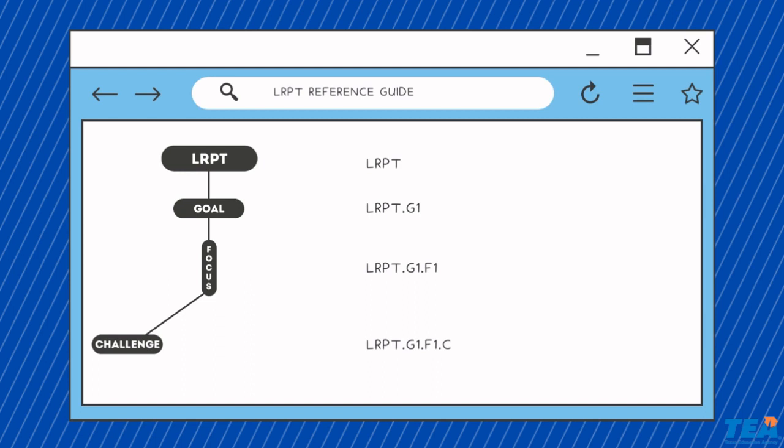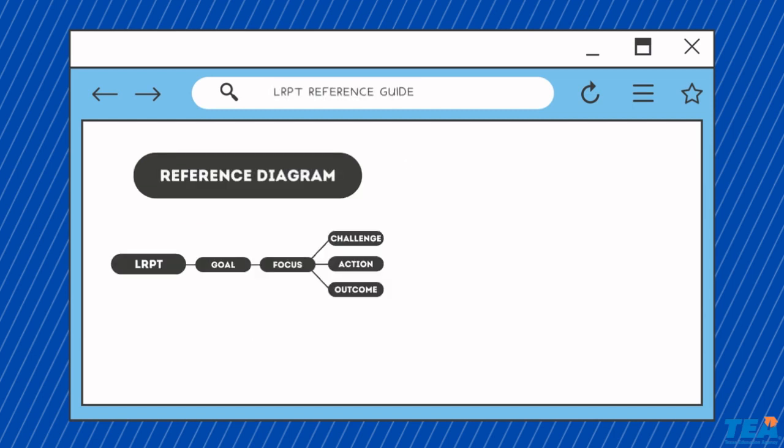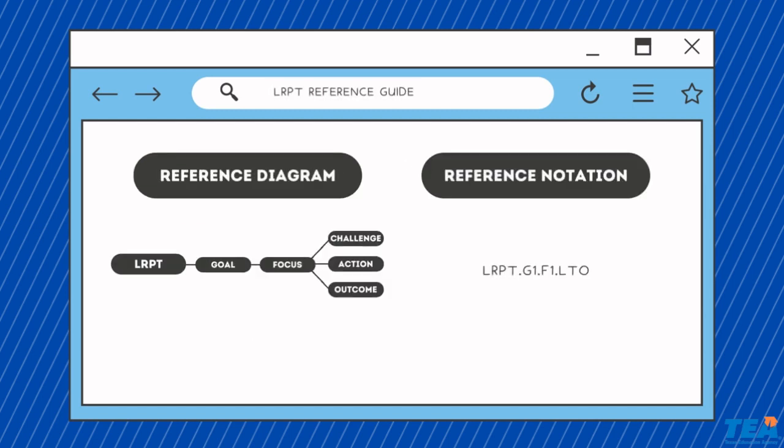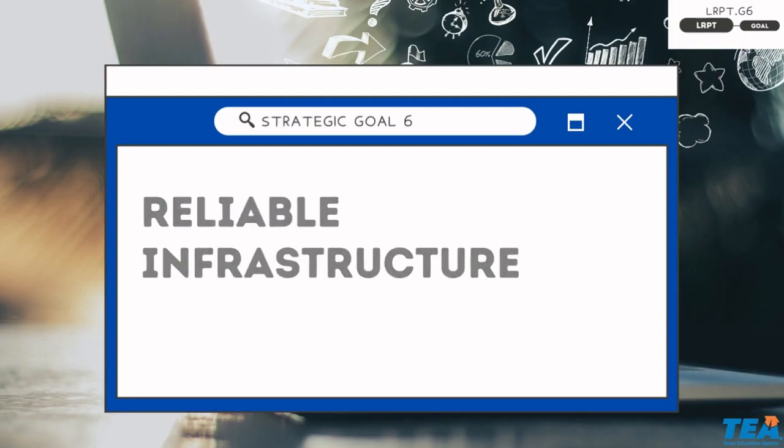This could be either the challenge, indicated with a C, one of the actions, indicated with an A and the number, or the short-term or long-term outcome, indicated with either STO for short-term outcome or LTO for long-term outcome. Look for the reference diagram and reference notation in the corner of the slides throughout the video. The last of the 6 strategic goals for Texas Long-Range Plan for Technology is reliable infrastructure.